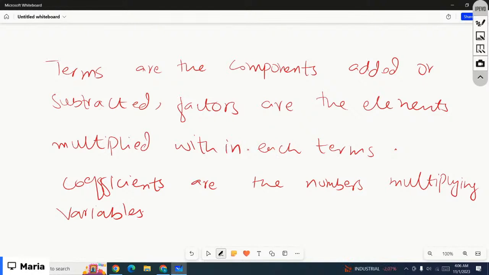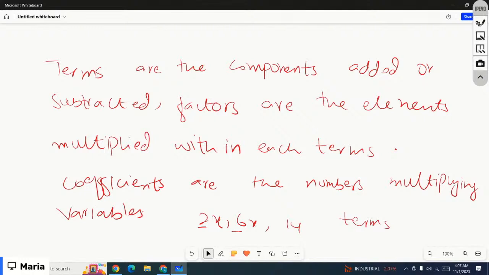So 2x, 6x, and 14 are the terms, right? They are being added together. 2 and 6 are multiplying the variable x, so 2 and 6 are the coefficients of the variable x. Got it? Terms are the numbers or the variables that are added together.